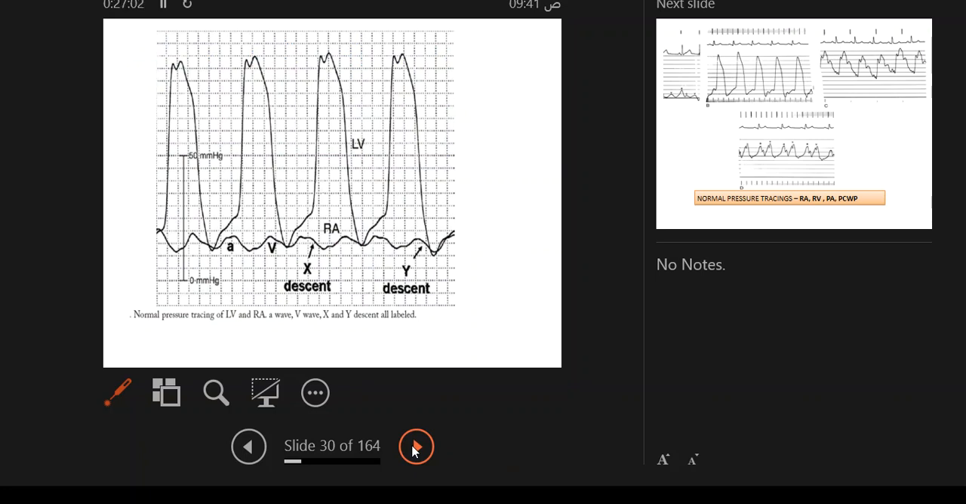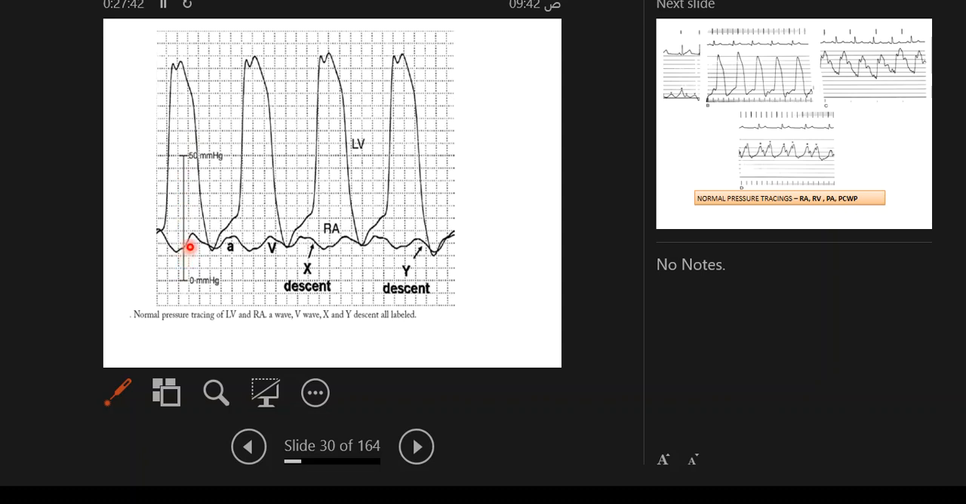This is a right atrial pressure taken simultaneously with a left ventricular pressure. I have no idea why they did that, but they did that. You can see your calibration. 0 here, 50 millimeters here. All right. What do you notice? If this is 50, therefore this will be 10, 20, 30, 40, 50. So this will be 10, all right?